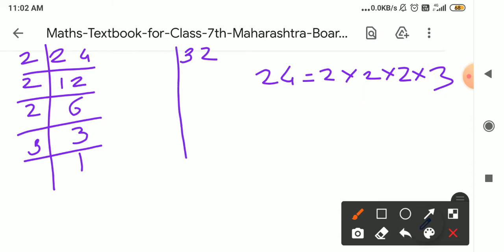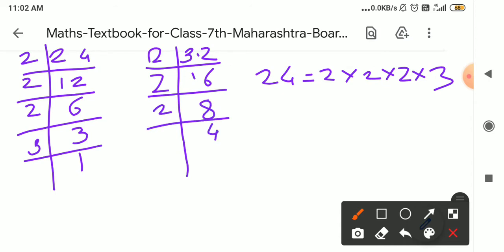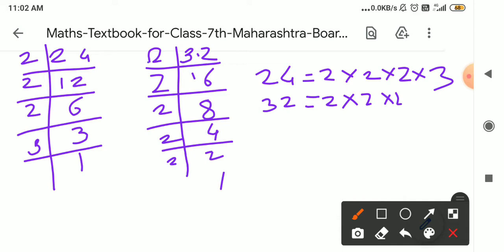Now we will find 32's factors. 2 1s are 2, 2 6s are 12, 2 8s are 16, 2 4s are 8, 2 2s are 4, and 2 1s are 2. So the factors of 32 are 2 into 2 into 2 into 2 into 2, five times 2. Okay, 2 2s are 4, 4 2s are 8, 8 2s are 16, 16 2s are 32. So my factors are correct.